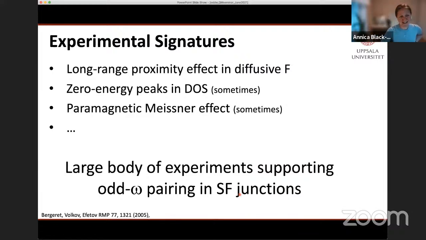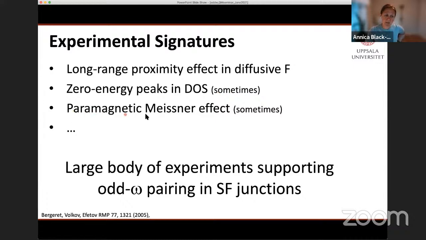What are the experimental signatures for seeing this? Well, I already told you that there is a long-range proximity effect, even in diffusive F, where we just have S-wave states. In many SF systems, you will have zero energy peaks in the density of states that you can relate to the odd frequency dependence. It doesn't happen all the time, but it happens in many things.